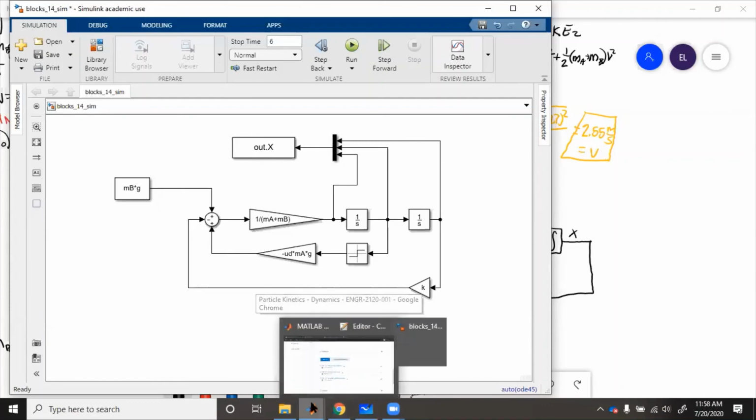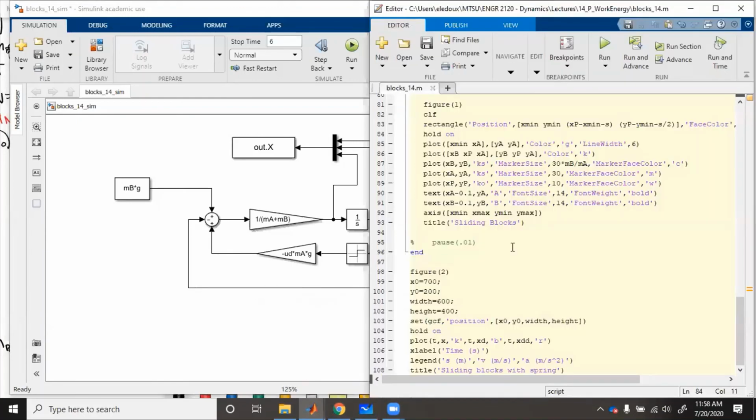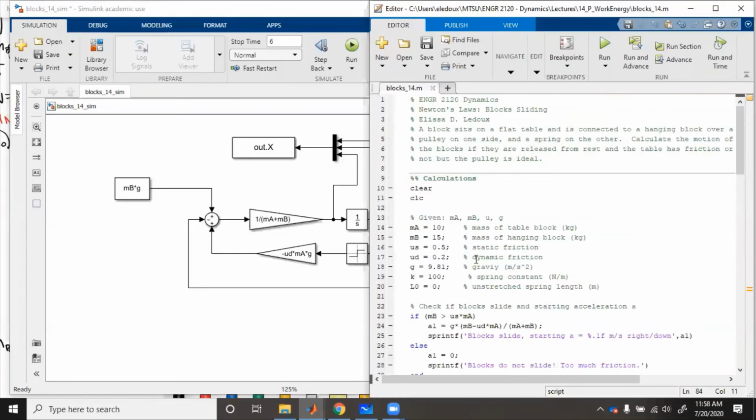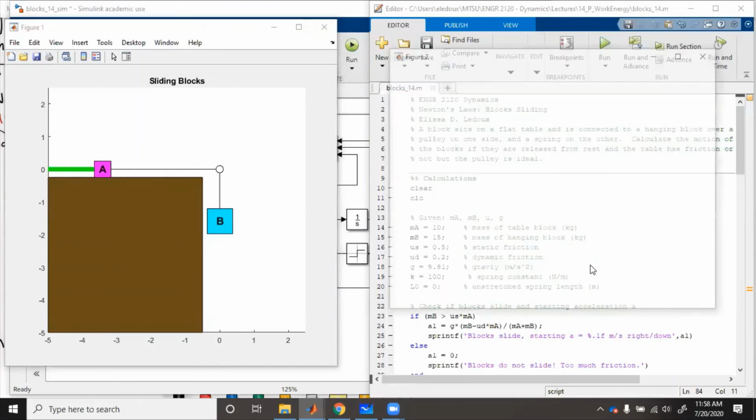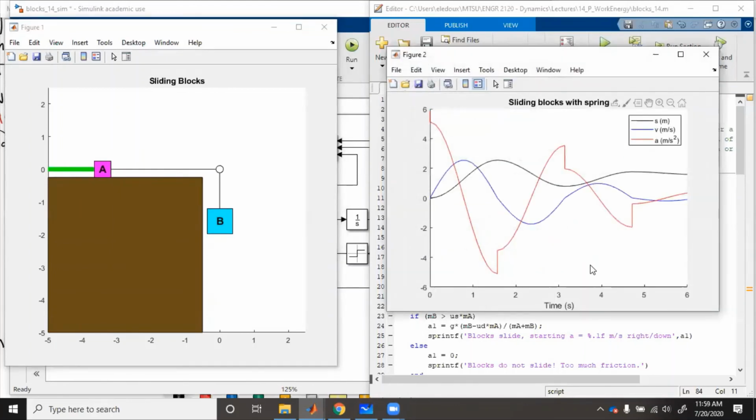So then I wrote a code, which we'll see here. I have the masses of the blocks, static and dynamic friction, gravity, spring constant, spring length. And so if I run it, we'll see what happens to the blocks. That green is the spring, and the blocks are the pink and the blue. You can see that they bounce some, and then they come to rest.